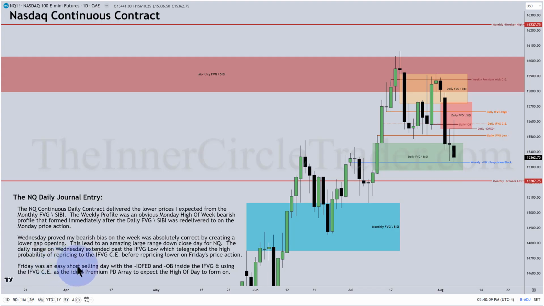Friday was an easy short selling day with the bearish institutional order flow entry drill and bearish order block inside of the inversion fair value gap, using the inversion fair value gap consequent encroachment as the ideal premium PD array to expect the high of the day to form on.